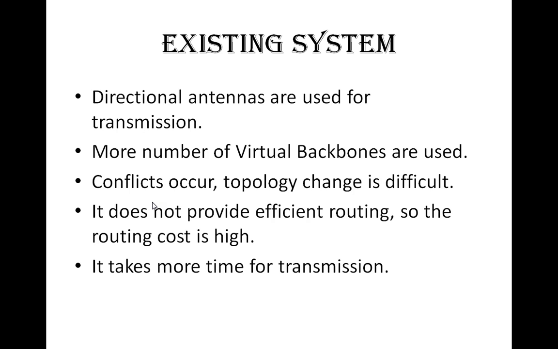Existing system. The existing system also uses directional antenna for data transmission, and it also uses a larger number of virtual backbones. So it causes conflict, topology change is very difficult, and it requires more cost for constructing more virtual backbones, and it does not provide efficient routing. So the routing cost is high, and it takes more time for data transmission.